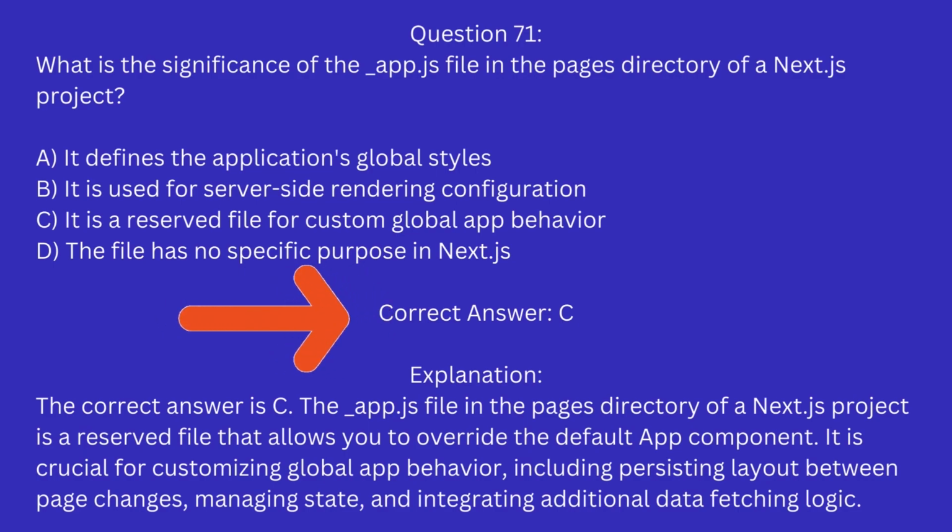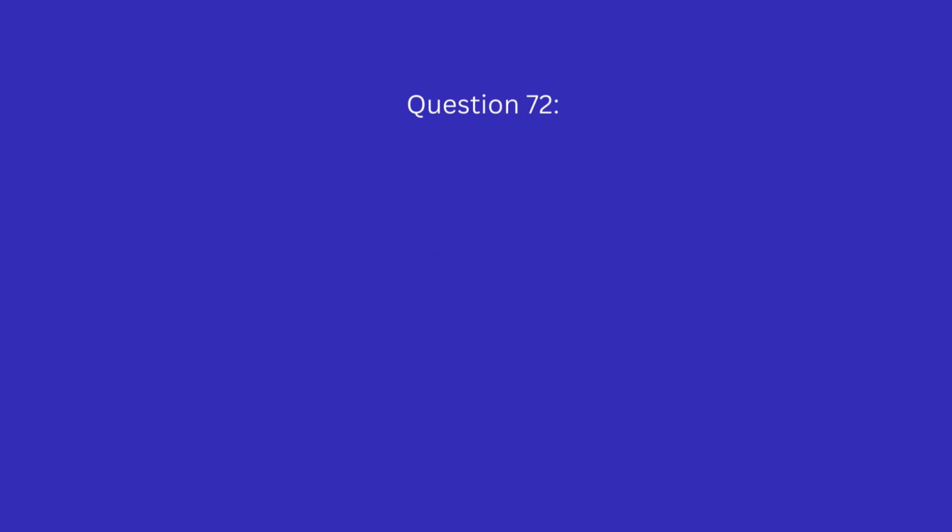Correct answer: C. Explanation. The correct answer is C. The _app.js file in the pages directory of a Next.js project is a reserved file that allows you to override the default app component. It is crucial for customizing global app behavior, including persisting layout between page changes, managing state, and integrating additional data fetching logic.